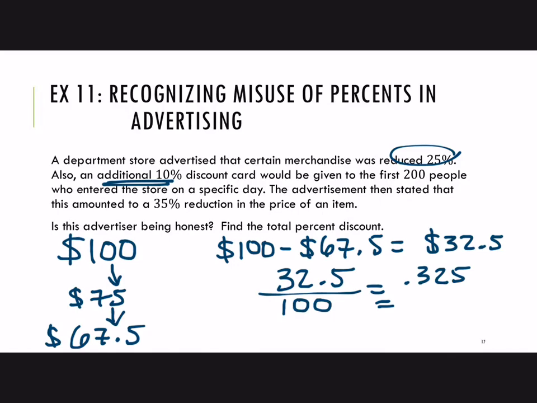Okay, and then you're going to just move the decimal back again to make a percent. So that's actually a 32.5% discount. So it's not quite as good as if you had just added those two discounts together.